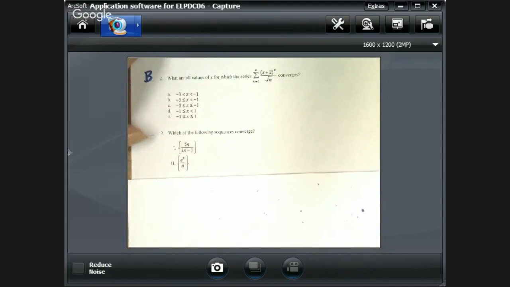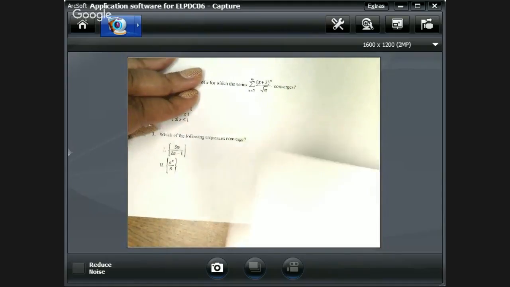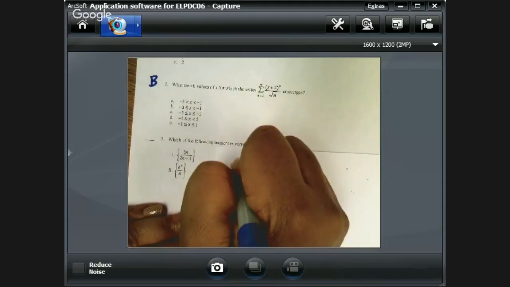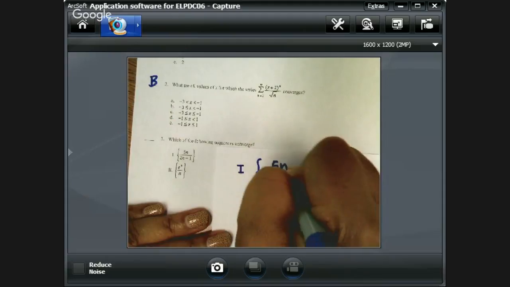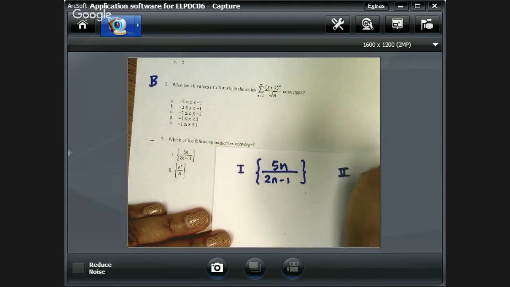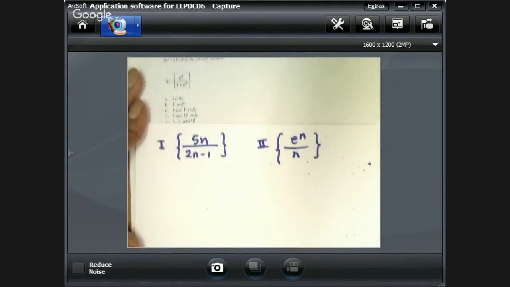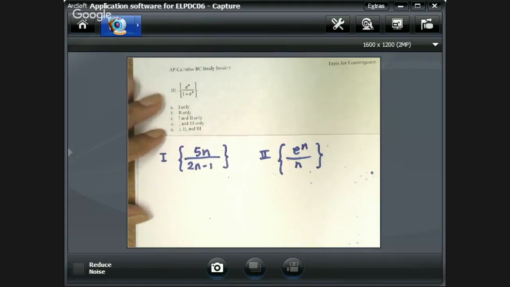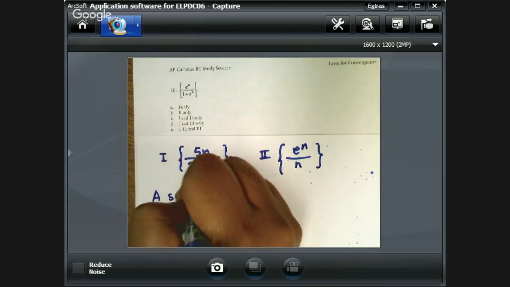In example 3, which actually takes up 2 pages, I think I'll just write this down and then move on, right? So we have in Roman numeral 1, the sequence 5n over 2n minus 1. Notice I said sequence. And here, e to the n over n. And Roman numeral 3 there at the top, e to the n over 1 plus e to the n. Now a sequence, it asks which sequence converges.